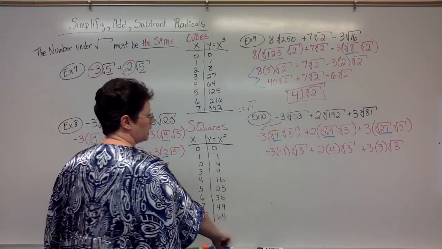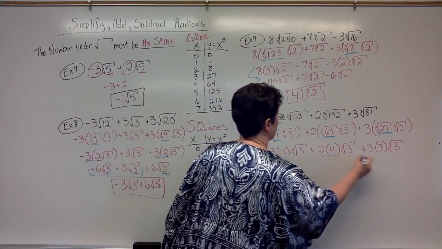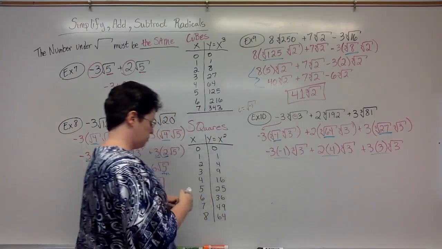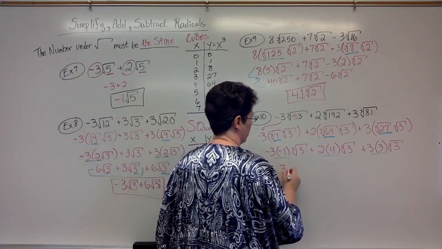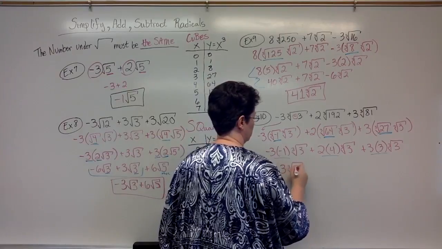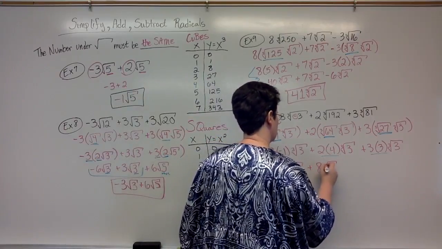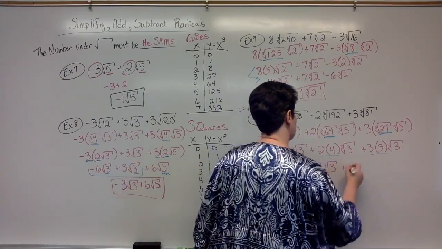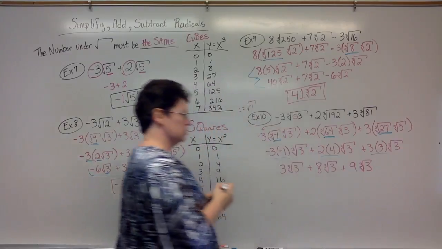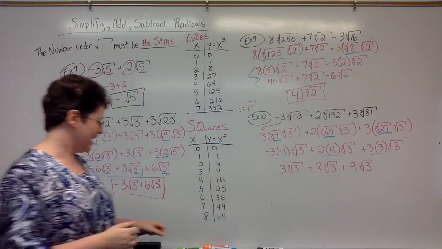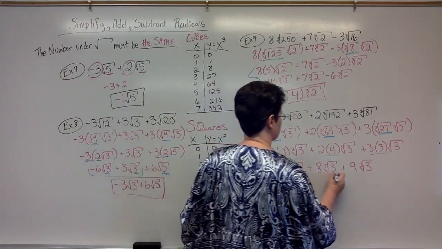Now let's multiply and simplify the numbers in front of the radicals. If we don't do that, then we're going to have a problem. Okay, so negative 3 and negative 1 gives me positive 3. 2 and 4 gives me 8. And 3 times 3 gives me 9. Do my radicals match? Yes. That's the cool part about teachers. Every now and then we give you easy problems.